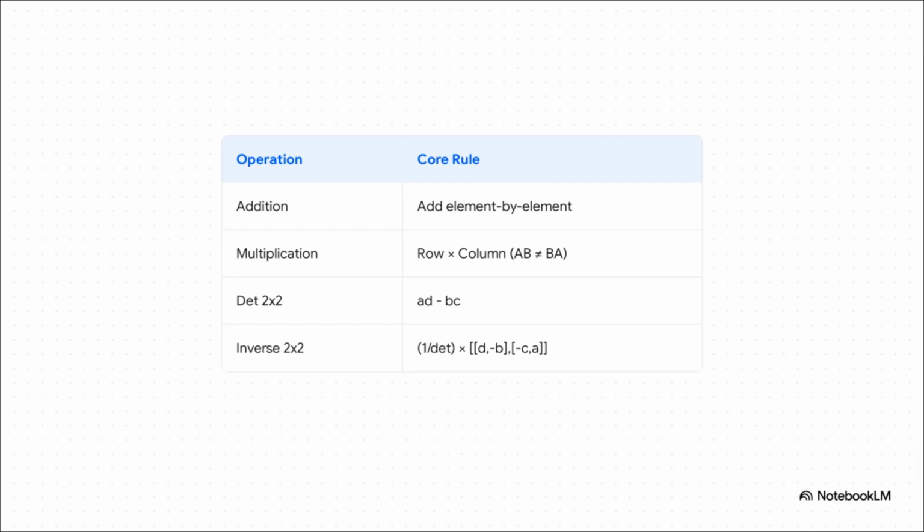Okay, let's move to our wrap-up and see how this all connects. Here is your ultimate rapid-fire recap table. Seriously, I highly recommend you screenshot this right now. It is your definitive cheat sheet for every single fundamental operation we've covered today, from basic element-by-element addition to the exact formula for a 2 by 2 inverse.